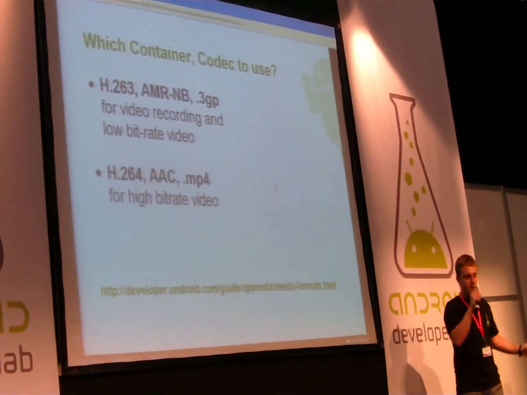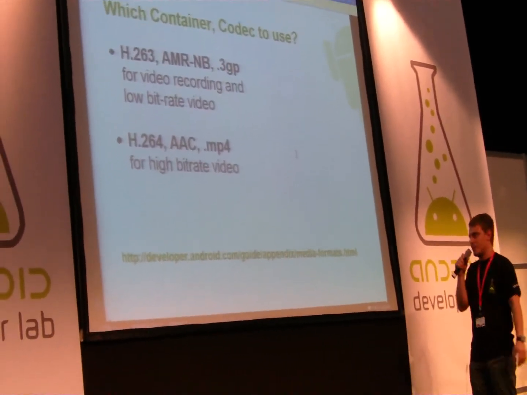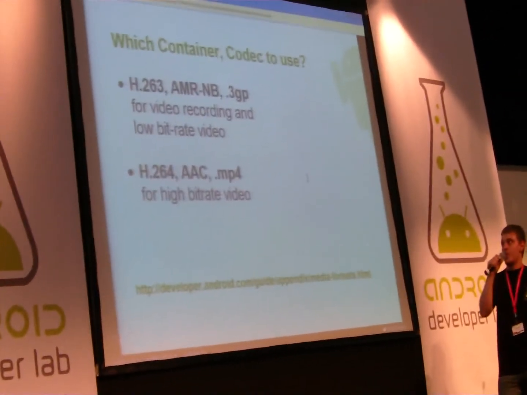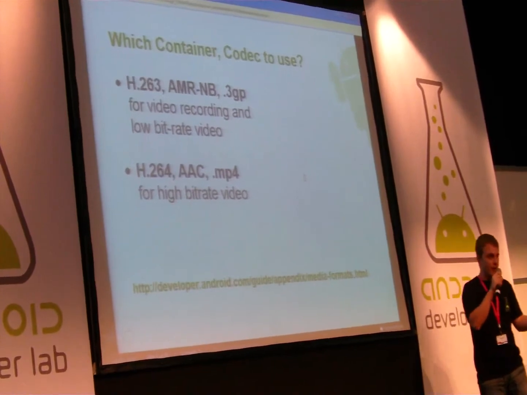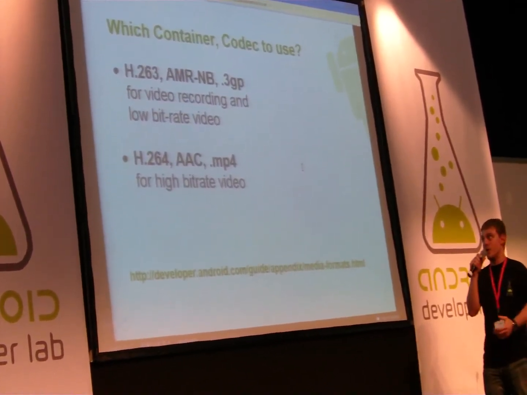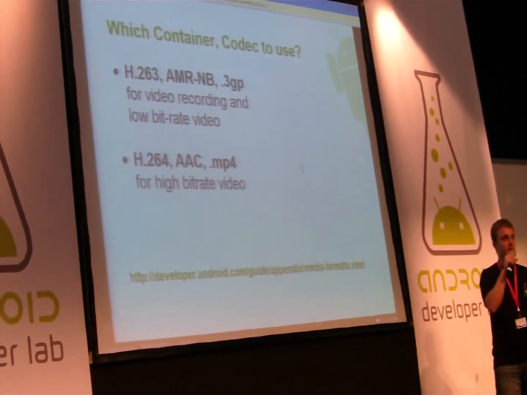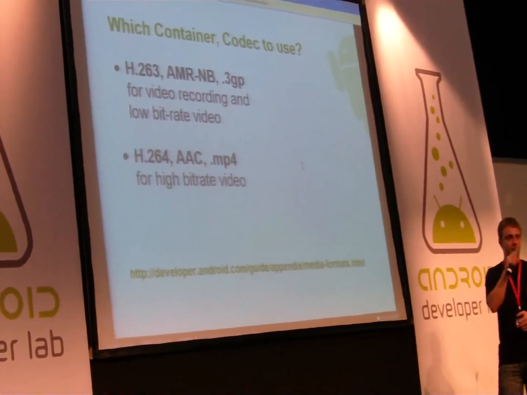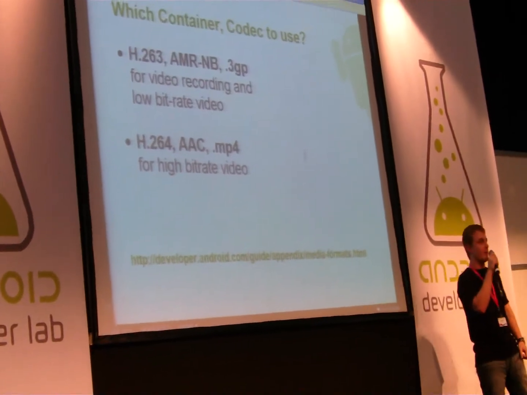So really quickly, I'll talk about some of the containers and codecs. I'm not going to list all of them that are available. There's a detailed guide on our developer site. But for recording, you can record H.263 video with AMR narrowband audio, and then record it to a 3GP container format. That's good for video recording and low bitrate video if you want to stream that, or just ship it to the device. And then for high bitrate video and audio, you probably want to use H.264 with AAC or MP3 in the MP4 container format.